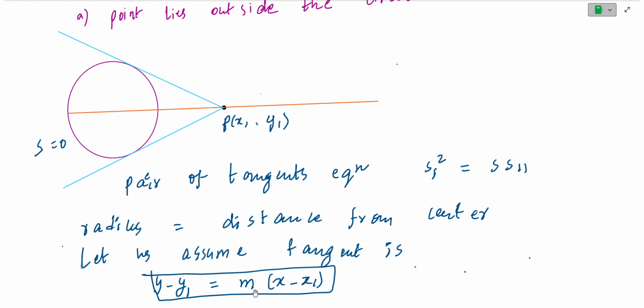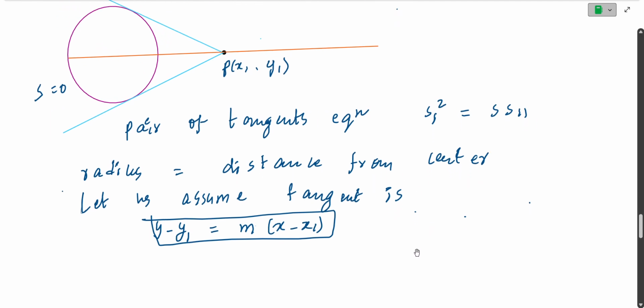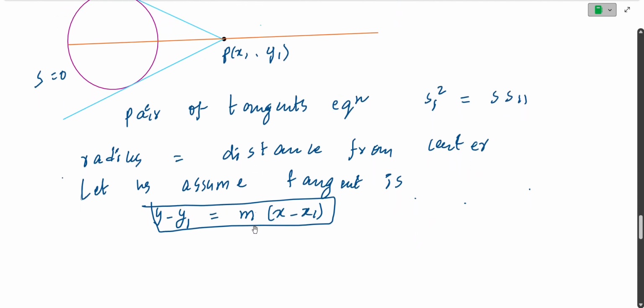So I don't know the value of m. So to find the value of m, I'm going to apply the condition: radius of the circle is equal to distance from the center of the circle to the straight line. If I apply that condition, I'm going to get the value of m, and through that value, I'm going to get the equation of the tangent.